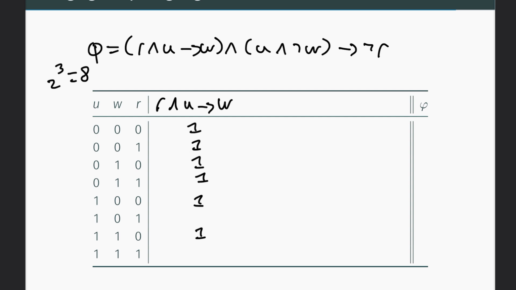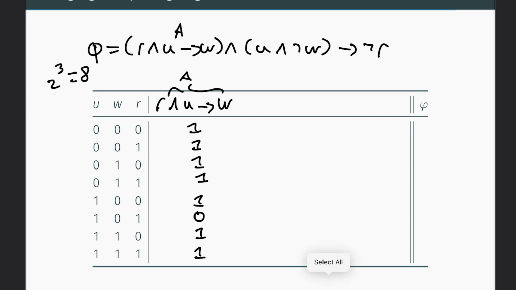So it matters that we need to consider W. So W must be true for the implication to hold. In this case, W is false. So here the implication is false. Here W is true, so the implication is also true. Now let's consider this to be A. So this part of the formula has become A.